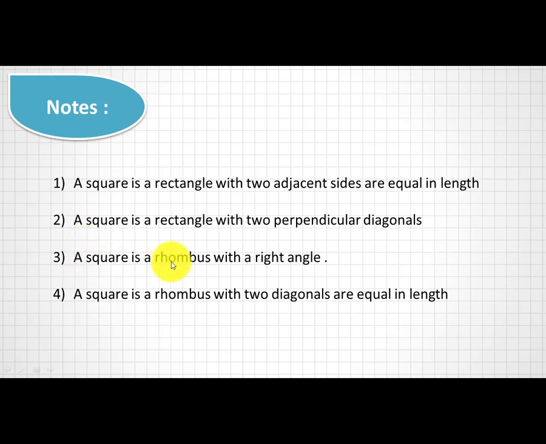Square is a rhombus with a right angle. Rhombus can be square if it has what? A right angle. A square is also a rhombus with 2 diagonals equal in length. If the rhombus has 2 diagonals equal in length, then it's called square.